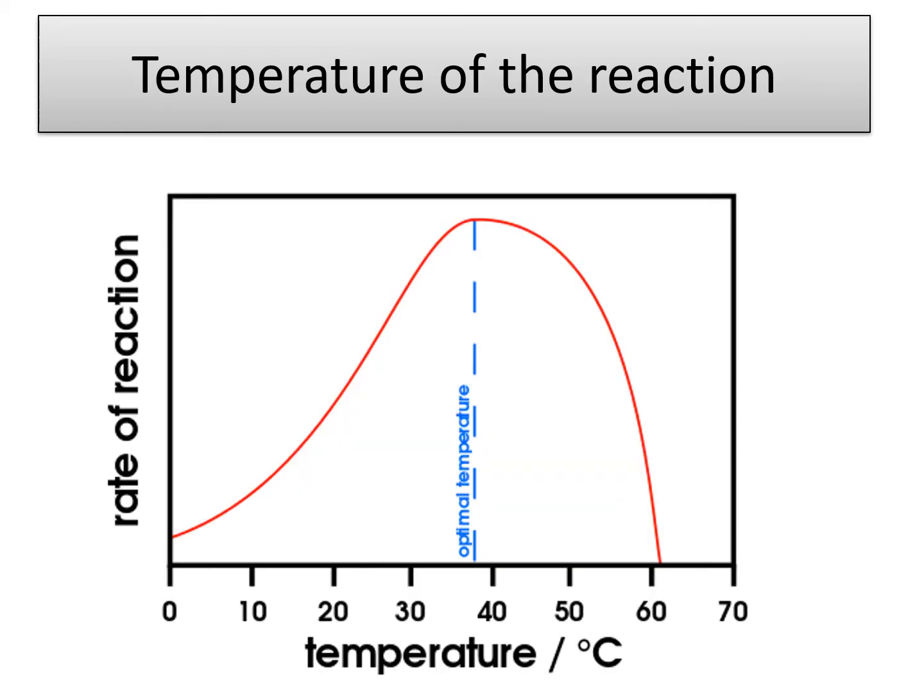Temperature of the reaction. Most of the reactions do not take place at very low temperature or very high temperature. Reactions take place at temperatures which are in the middle range, not too high, not too low. Every reaction happens at a specific temperature, which means every reaction has an optimum temperature. That is the temperature at which it is the quickest.